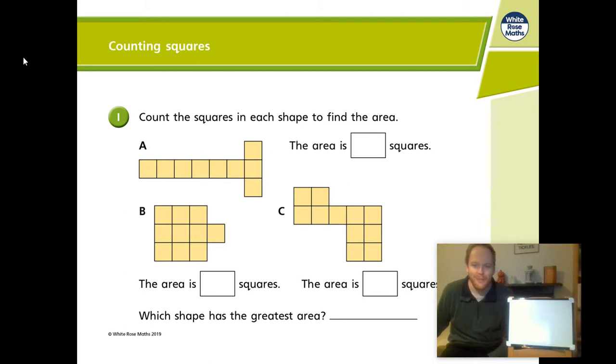Now, carrying on with our theme of area, we're going to have a look today at counting squares and making sure that we understand the area. So to start with, the first question is quite simple. You should all be able to do this. Count the squares in each shape to find the area. So you want to pop your answer in the little white boxes here. And then at the bottom here, it says, which shape has the greatest area? So greatest means which is the biggest, which has the most area.